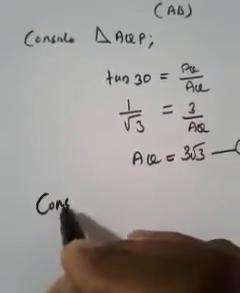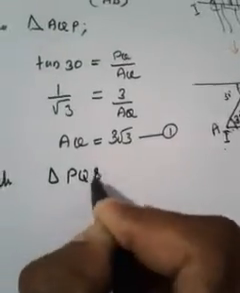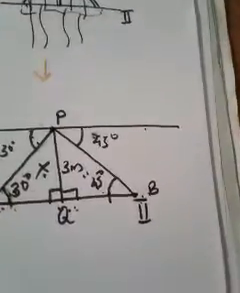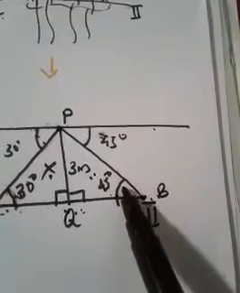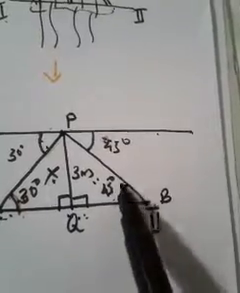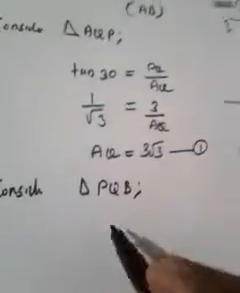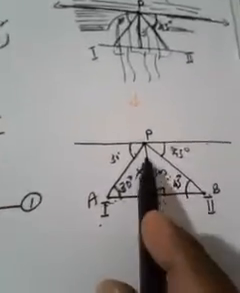PQB can be considered. So the next one, you just consider right triangle PQB. In that, which is the angle given? 45 degree is the angle given. According to 45 degree, opposite side is there. Adjacent side we need. So which ratio can be used? Tan 45, obviously. So tan 45 is equal to opposite by adjacent.